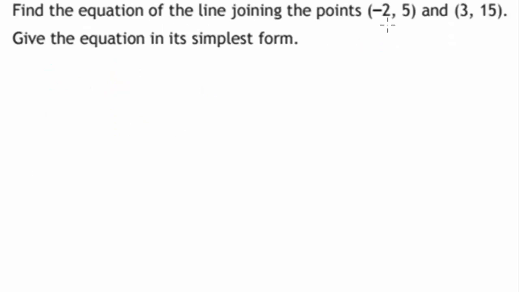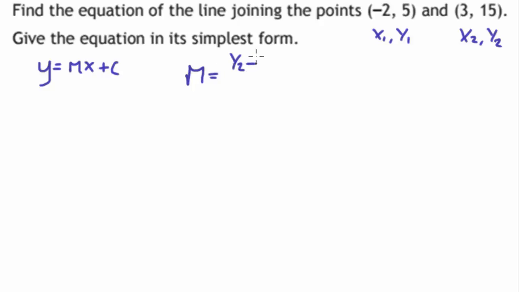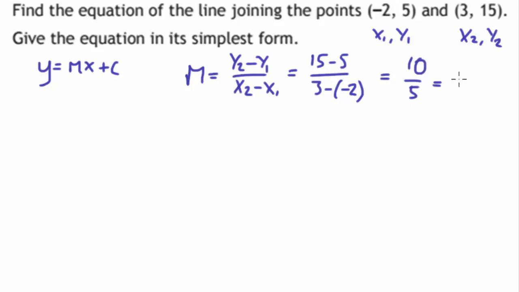Your next question is a simple one in terms of getting the equation of a line. So we've got two coordinates, so what we can do is we'll just say that's x1, that's y1, that's x2, that's y2. Remember the equation of a line, y equals mx plus c. And remember that m is the gradient, and that is y2 minus y1 over x2 minus x1. So what we'll do is we just substitute these values in. So what we've got is y2 is 15, we've got y1 as being 5, we've got x2 as being 3, and we've got x1 as being minus 2. So we end up getting 10, and that's over 5, and then we can simplify that to 2.